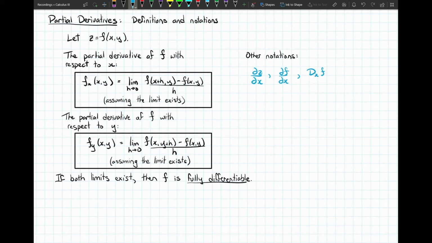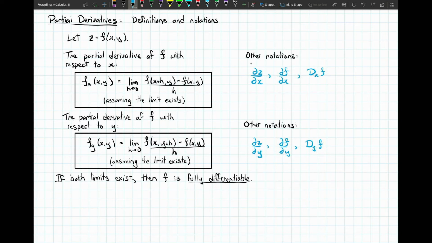Now, as far as the partial derivative of f with respect to y, we may use this f_y notation with a little subscript y, or if we wish to treat z as a function of x and y, then we might think of partial z with respect to y, or del z del y. We could also look at del f del y, or use the differentiation operator D sub y of the function f. And these are also quite handy notations.